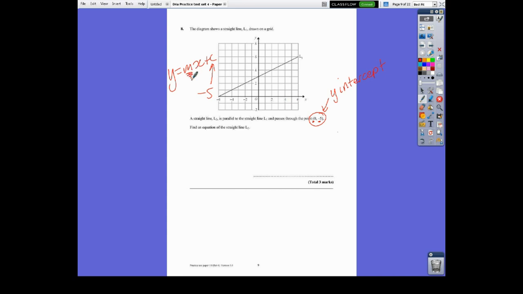We just need to work out m. M is the gradient of the line. If it is parallel to L1, it will have the same gradient as L1. We work out the gradient of L1, and that will give us the gradient of L2 also. So I always choose a point where it crosses some lines. So here, you can see that the height of this triangle is 2, and the width of this triangle is 4. To work out the gradient, you do the change in y divided by the change in x. So that's 2 divided by 4, which is 0.5 or a half. So the equation of our line will be 0.5x, the gradient is 0.5, minus 5, because the y-intercept is minus 5.